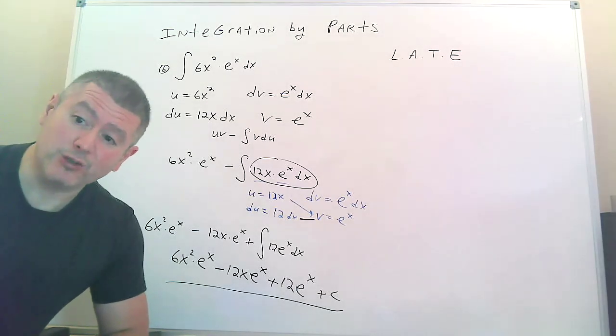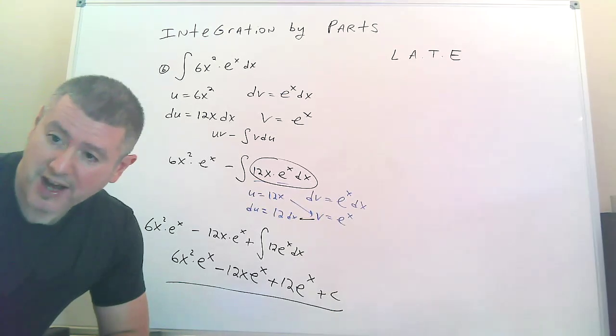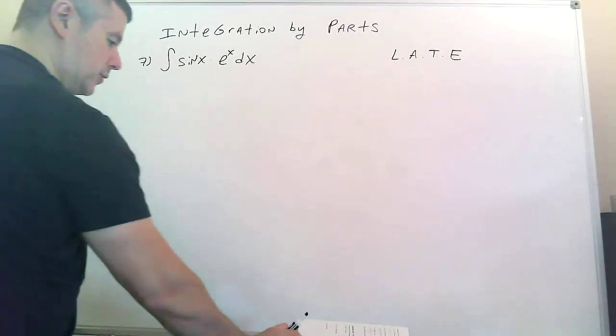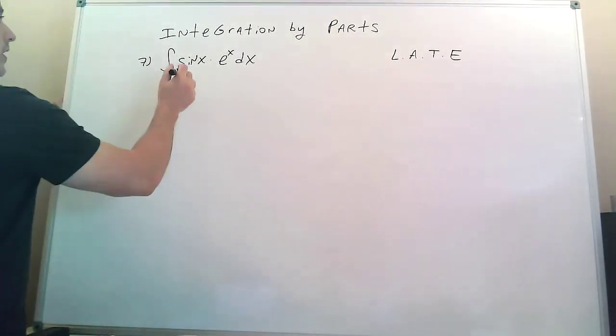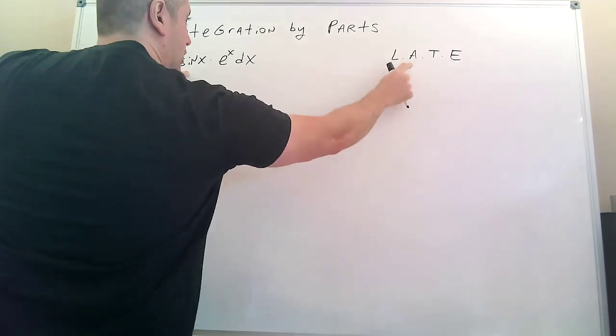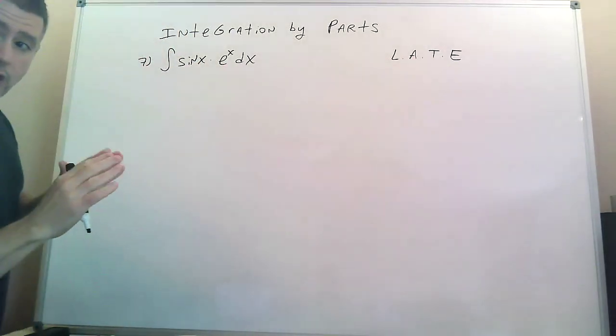Seven's worse. Seven gives you, you're going to see, an infinite loop that you cannot escape from unless you're very clever. All right, so this is going to be the last one, and you're going to see how god-awful it is. If you don't have an L and an A, right? You don't have a log, you don't have algebra. These are always really nasty.